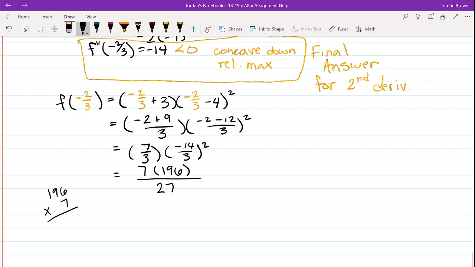Yeah, can be. So 7 times 6 is 42. Is my brain working? And 9 times 7 is 63, so 7, 6, and then that is 13. So 1372 over 27. That doesn't simplify, does it?